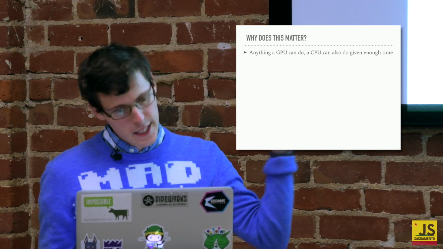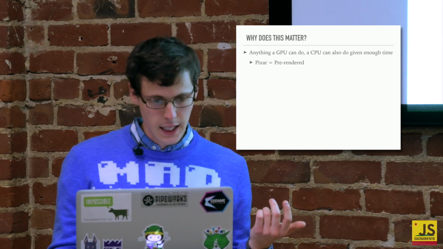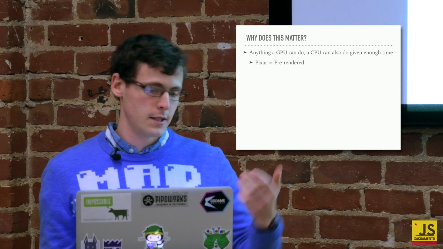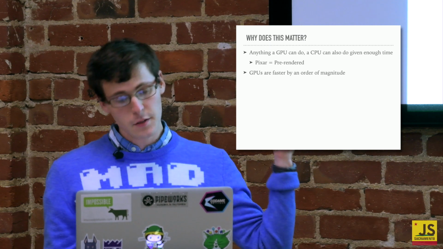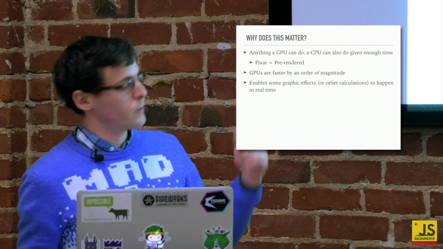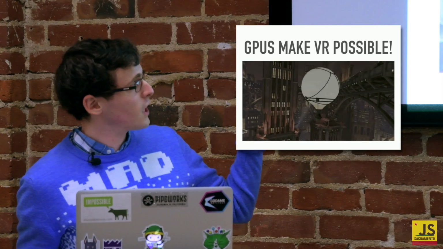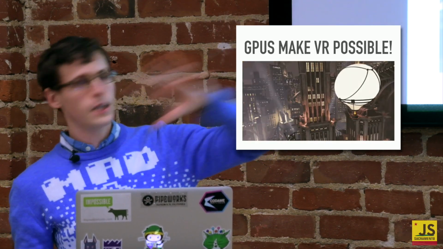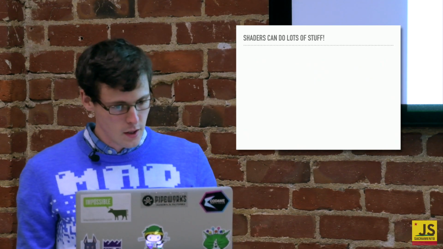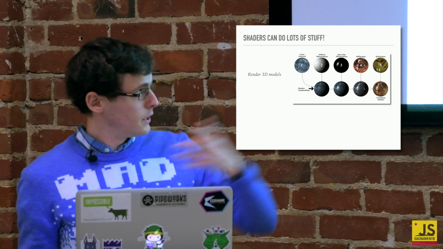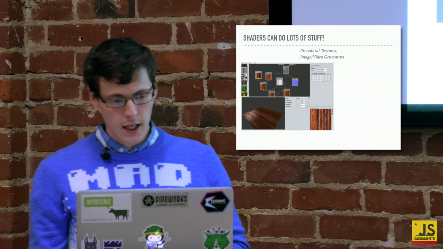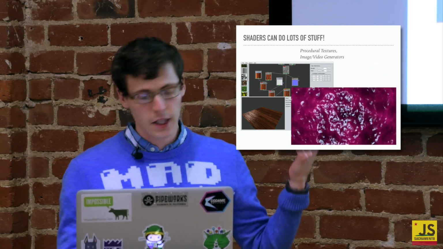Why does it matter? Anything a GPU can do, a CPU can also do given enough time. Like a Pixar movie is pre-rendered. They can do whatever they want, take as much time as they want for each frame. GPUs are faster by an order of magnitude, which enables some graphic effects or other calculations to happen in real time. Which is what makes VR possible. You wouldn't be able to interactively move around a 3D scene with this level of fidelity if it weren't for GPUs and shaders. They can do lots of things, such as rendering 3D models, atmospheric effects, image post-processing, procedural textures, image and video generators.